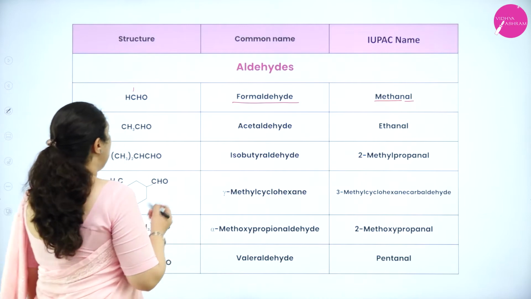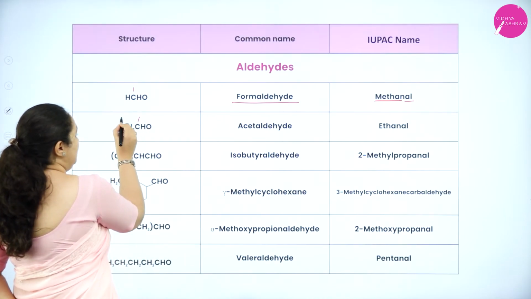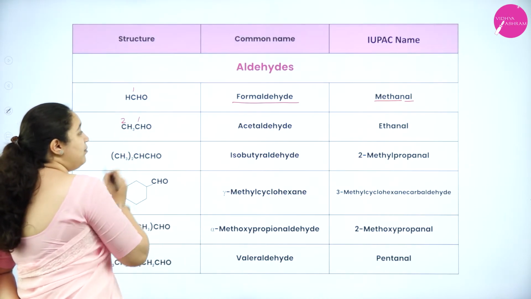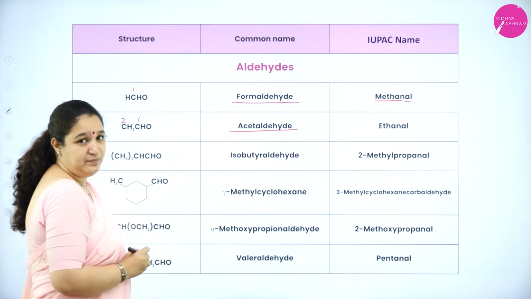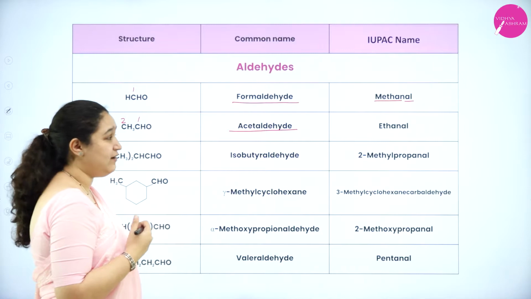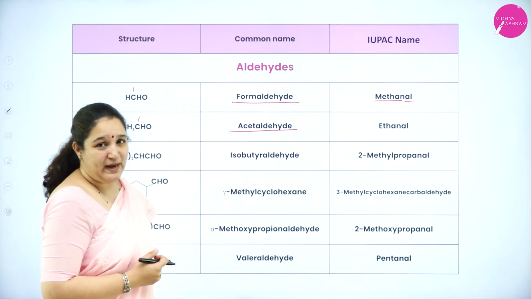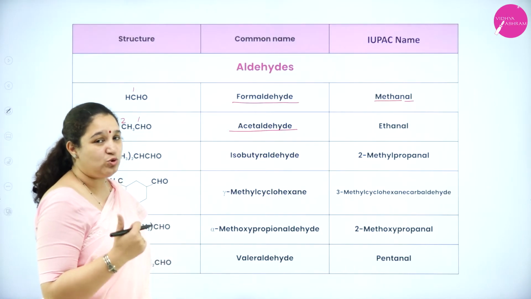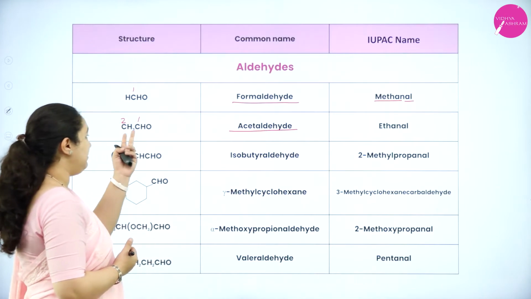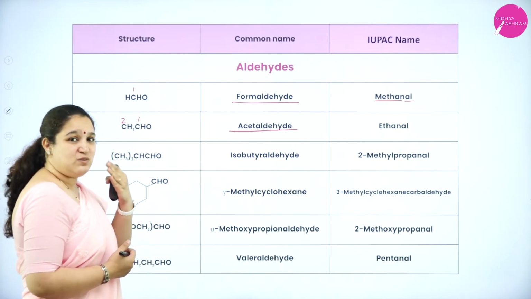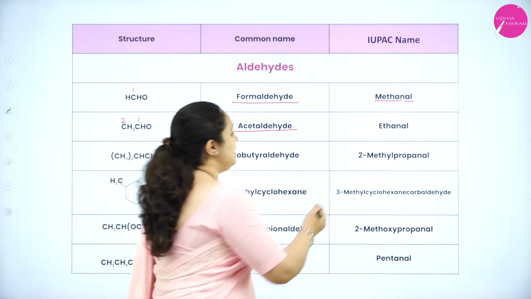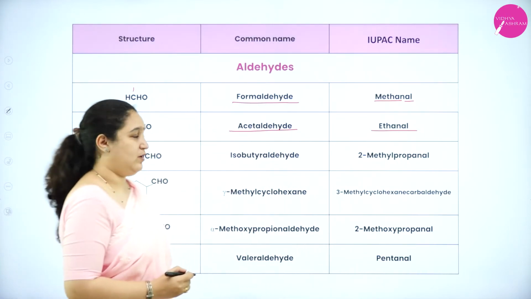Okay. Next you can see this is 1, this is 2. So the common name is acetaldehyde. That is, from acetic acid it's derived. And what is the IUPAC name? 2 carbon atoms. So the root word is eth. Between the carbon atoms there is no double bond. So it is an, and the E is removed and we put al. So it is ethanal.